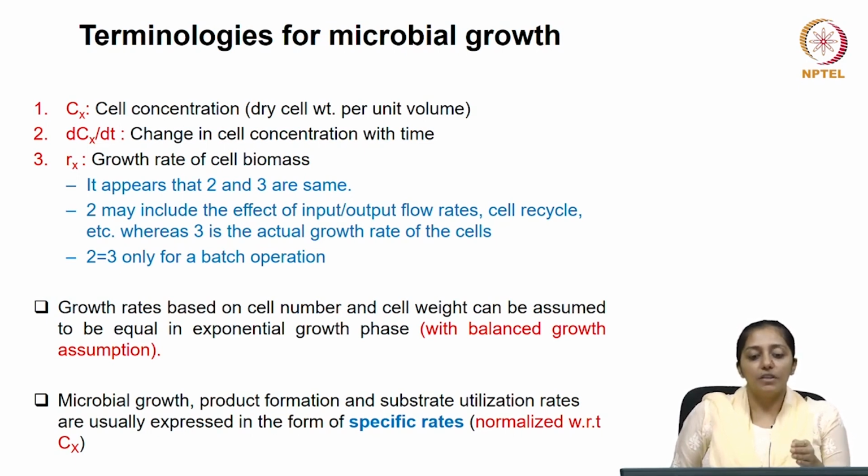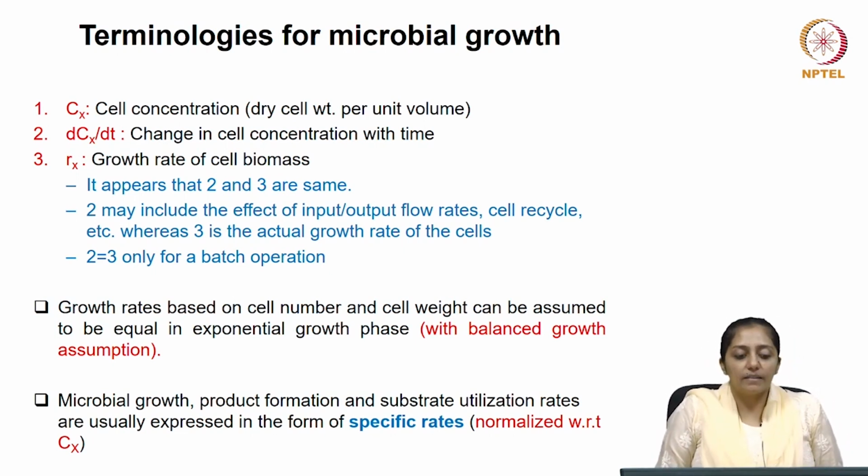So, let us see the terminologies of microbial growth which we will be using later to formulate the equations. Cx will stand for cell concentration, dCx by dt will mean change in cell concentration with time. Now, cell concentration we will assume is dry cell weight per unit volume, where Rx would be the growth rate of the cell biomass. So, I hope you can make out dCx by dt is not equal to Rx.